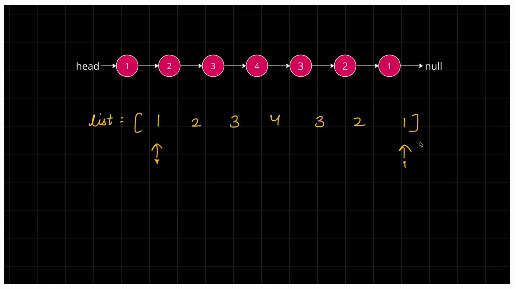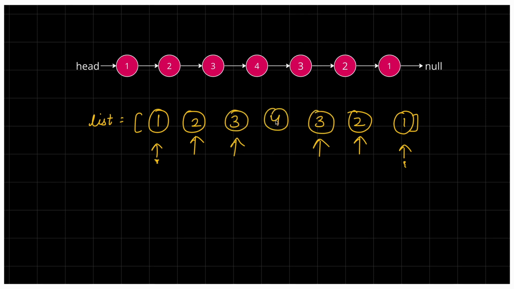Now you can run a loop until this pointer is not equal to this pointer, and you compare both the values, they should be equal. So 1 and 1 are equal, so now move these two pointers, then 2 and 2 are equal, then increment this pointer to the next one, and this pointer will be decremented by 1, and again both of them are equal. Then you can return true. At any point in time, if the left and right values are not equal, you can straight away return false. This is the first way to solve this problem.